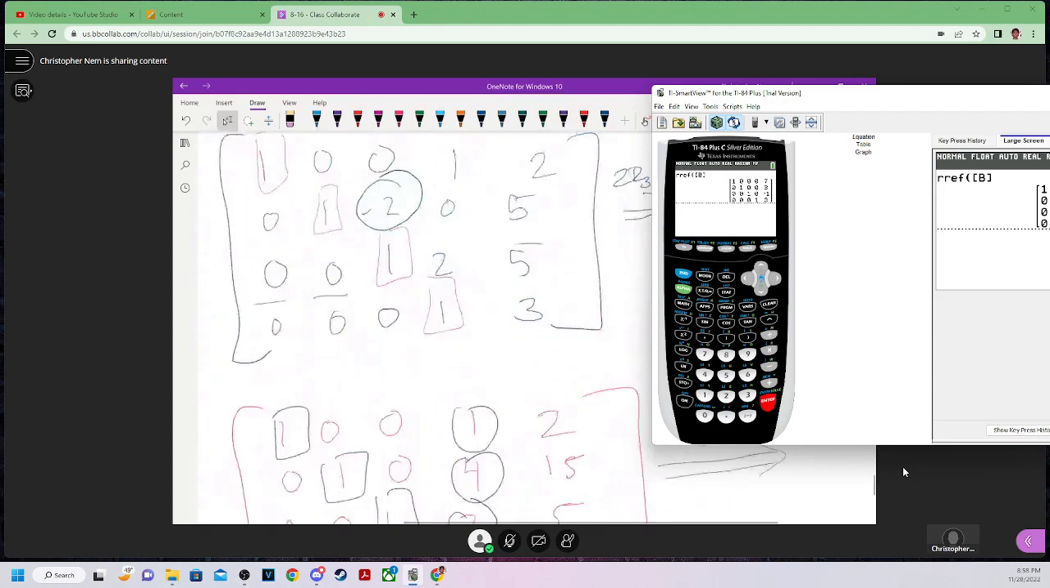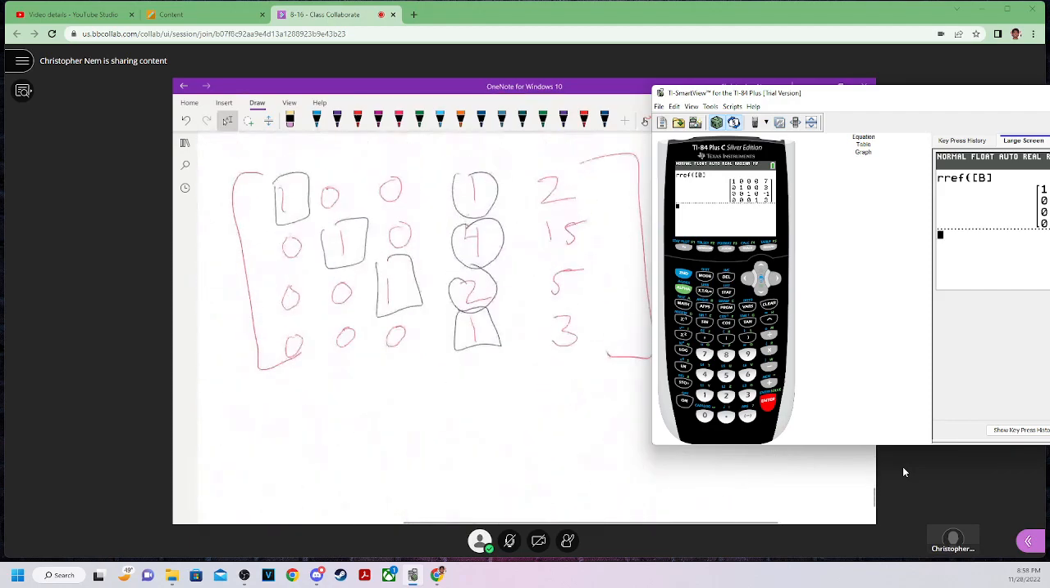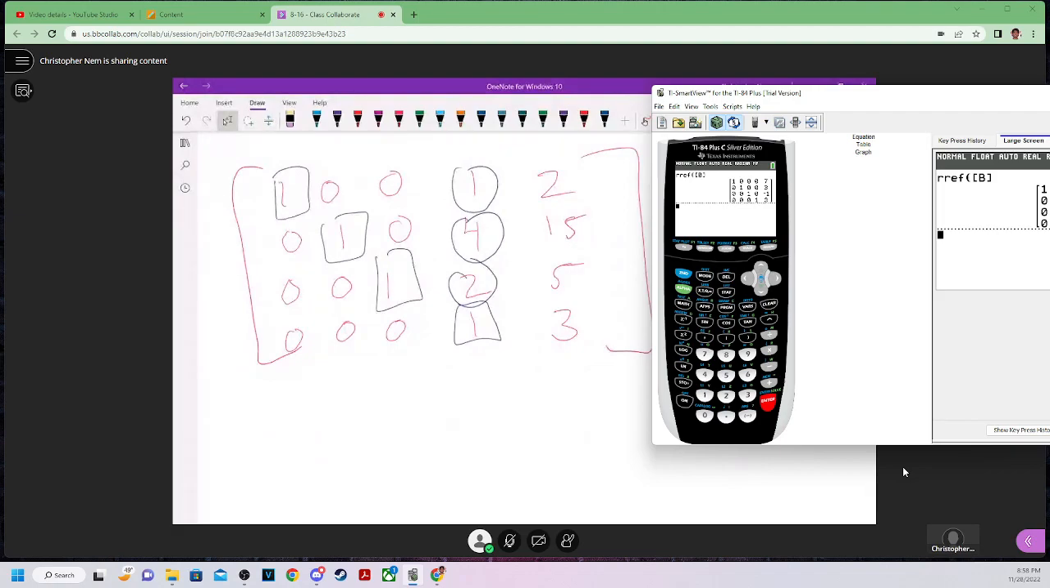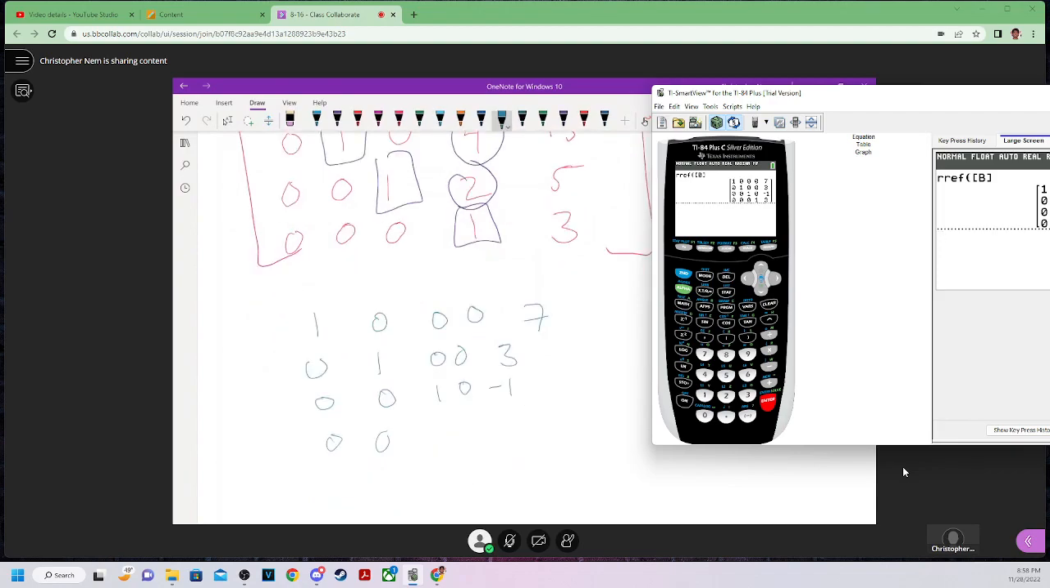After you did your entire Gauss elimination, I'm not going to show you all that work. I showed you half of it. You're going to have the matrix 1 0 0 0 7, 0 1 0 0 3, 0 0 1 0 negative 1. And the last row is 0 0 0 1 3. This means you can do your solution very easily now.